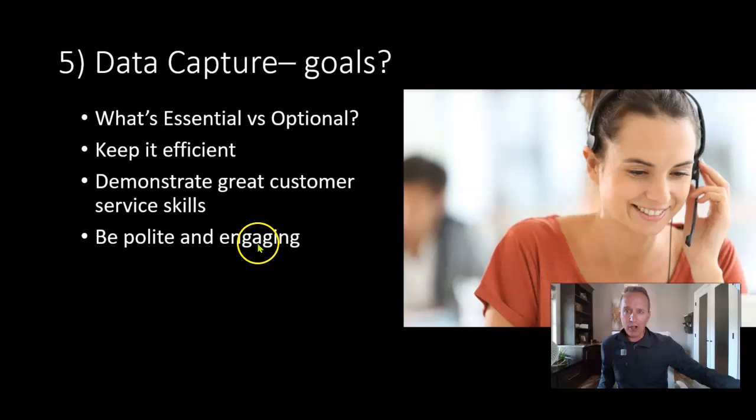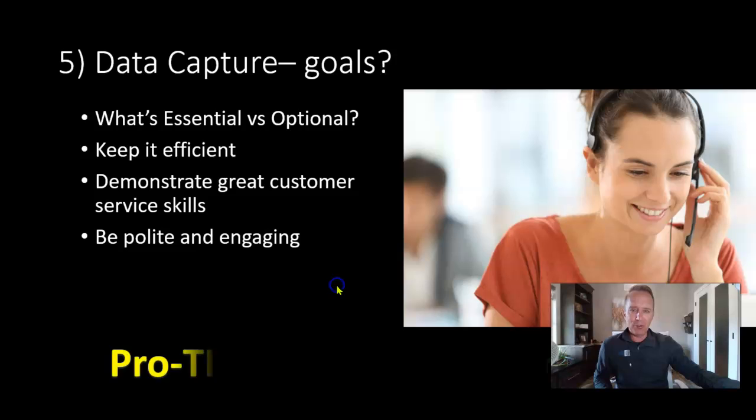Right? Also in here, as we data capture, we're going to again demonstrate great customer service skills. We want to sound different. We want to engage our caller differently. So we're going to be coaching you on some specific strategies. And one of those strategies is just simply being polite and being engaging. Don't make the data capture as boring as it could be and usually is. We're going to be polite and engaging as we go along this.